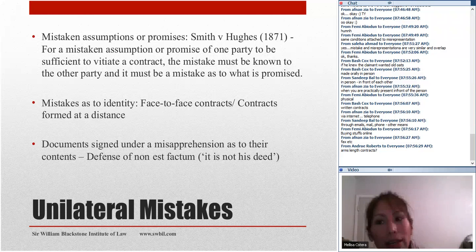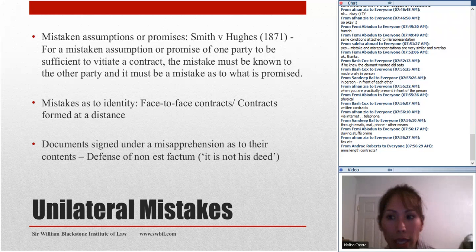So these are the requirements in this type of contract formed at a distance in order to find a mistake as to identity. The identity must be very, very important to the agreement. Okay.